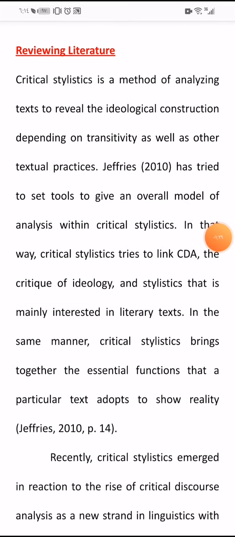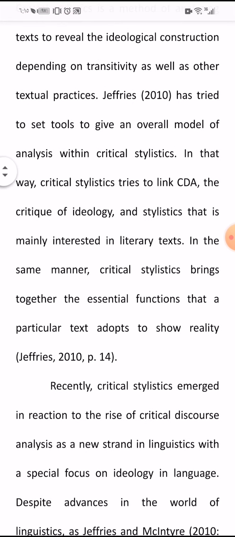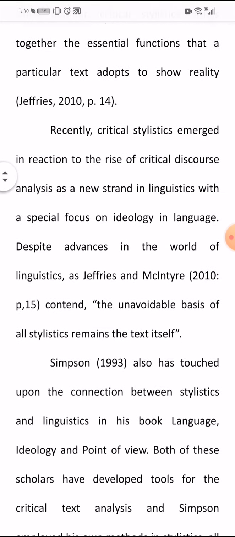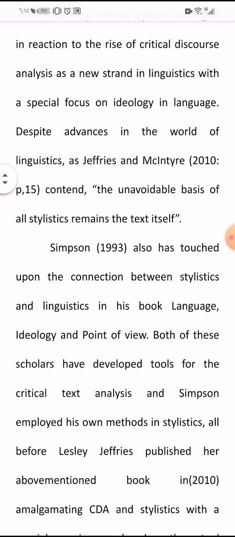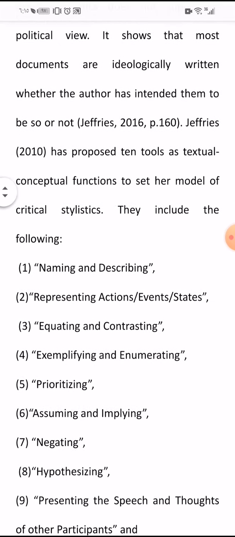We can also define critical stylistics as a method of analyzing text to reveal the ideological construction dependent on transitivity as well as other textual practices. So Jeffries wants to give an overall model of analysis within critical stylistics. So we will talk about the 10 tools that are so important.